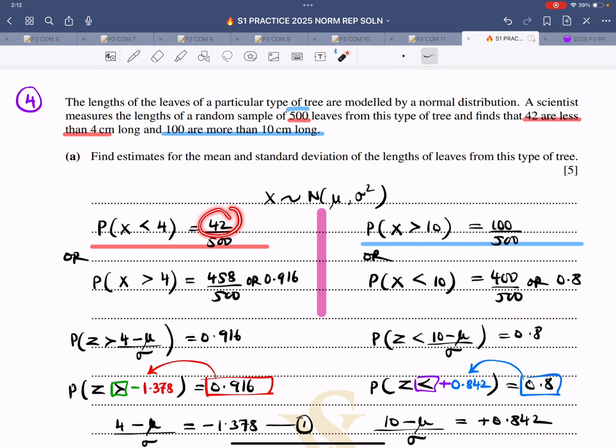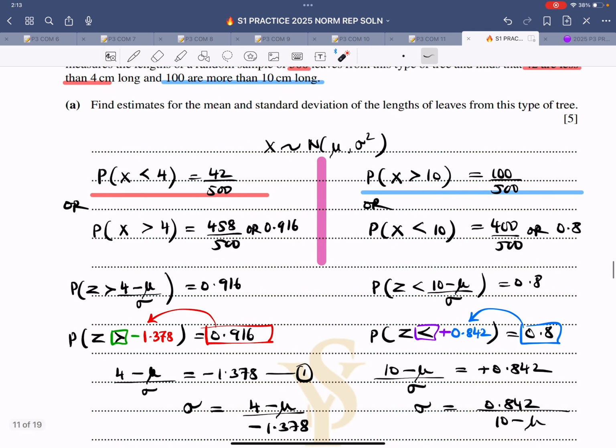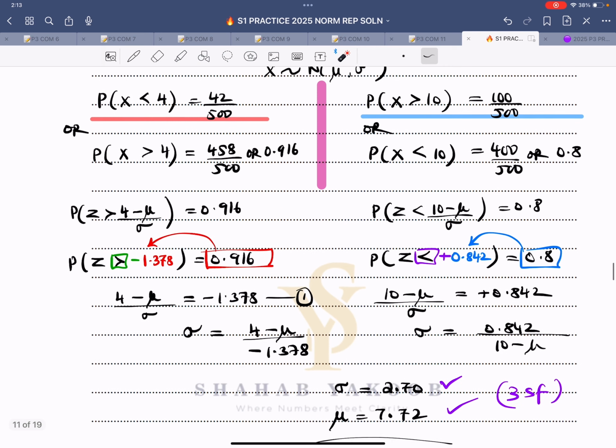So basically 42 over 500 is the probability. 100 over 500 is the probability. This is less than, this is greater than. Now what do we do over here? Since this probability is less than 0.5 and the limitation of the normal distribution table is that the minimum probability is 0.5, what do we do? We flip the inequality and subtract the probability from 1. And now convert it into decimals. This is probability 0.916.